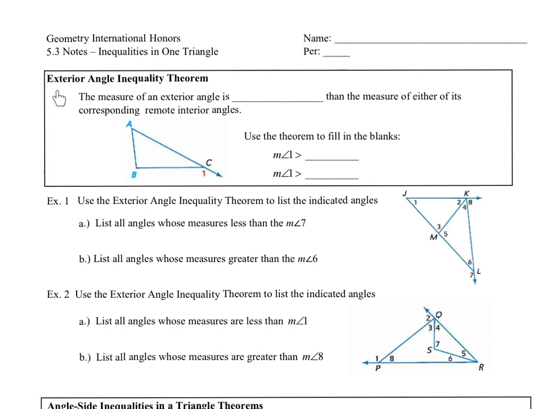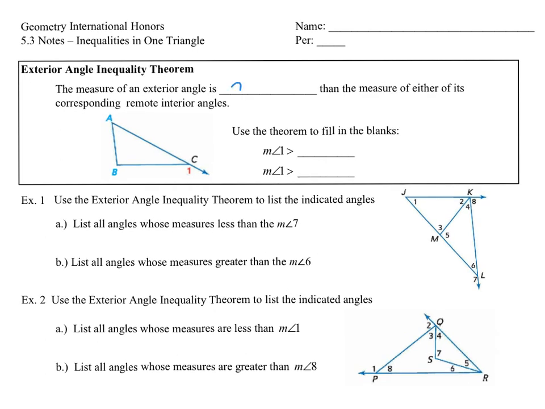You'll all recall what an exterior angle is. It's an angle like this angle 1 that is formed by extending the side of a triangle. And let's see what this theorem says. It says that the measure of an exterior angle is greater than the measure of either of its corresponding remote interior angles.